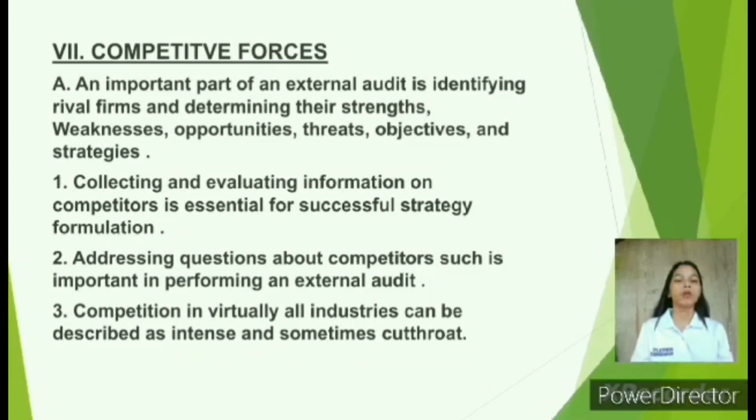Now I will be going to present my report about competitive forces and competitive analysis. Competitive forces are the factors and variables that threaten a company's profitability and prevent its growth.